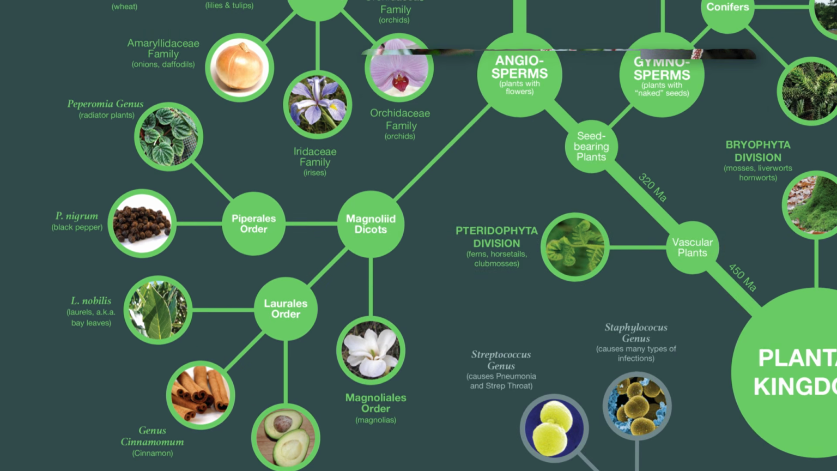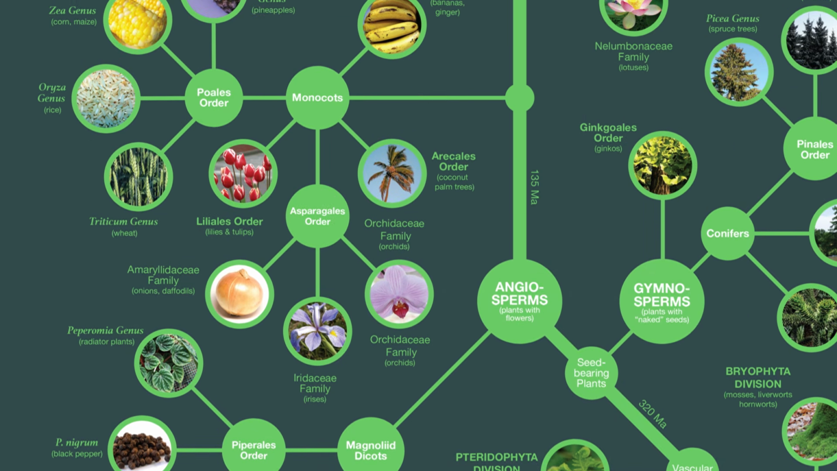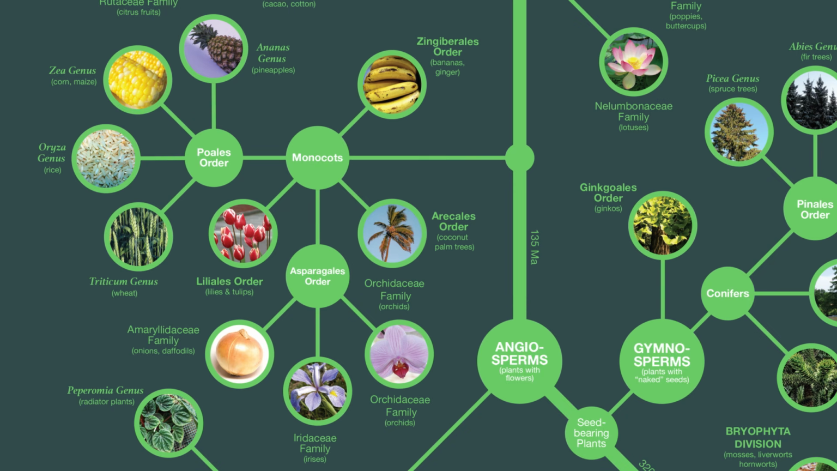Let's look at monocots next. This is where we find almost all of the plants that start out as bulbs, like onions and garlic, as well as lilies and tulips.